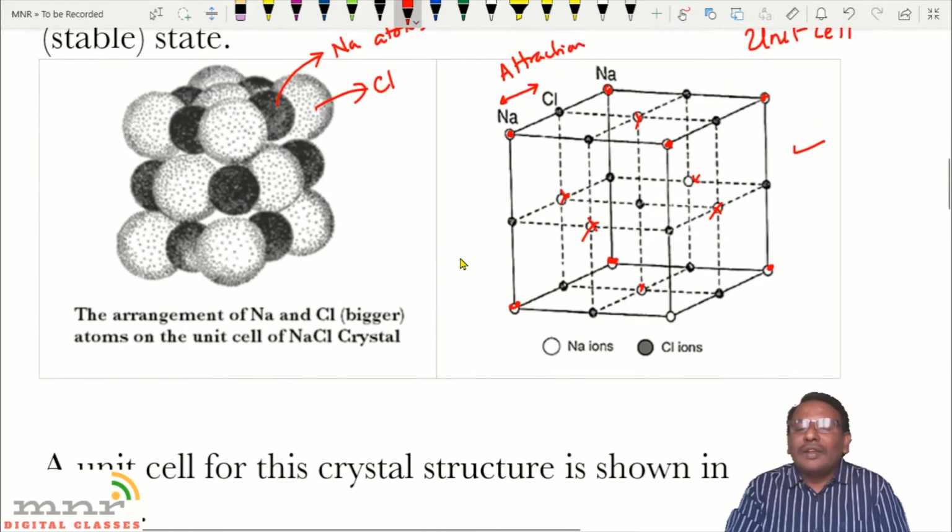Now observe here, we can treat the sodium atoms as constituting an FCC lattice and chlorine atoms as constituting another FCC lattice, but they are relatively displaced by a length equal to half the length of the unit cell. If you take the length of the unit cell as a, then a/2, here also a/2, here also a/2. The chlorine FCC lattice is relatively displaced by a distance equal to half the length of the edge.